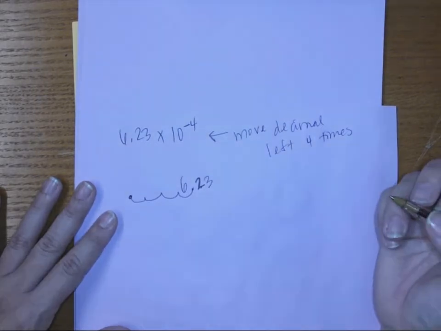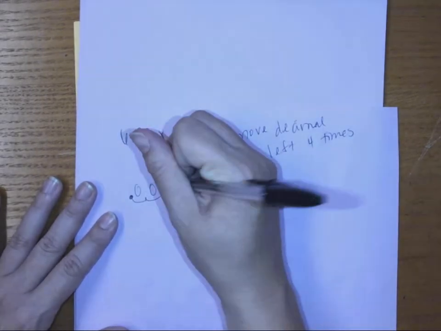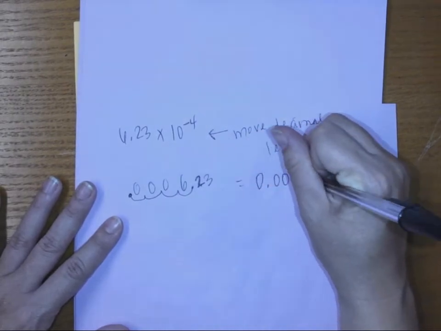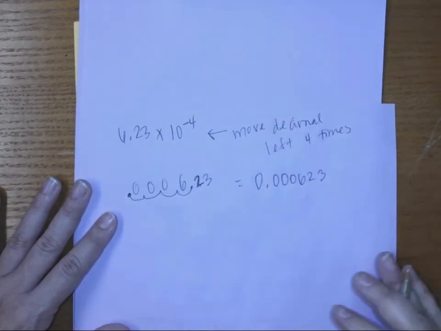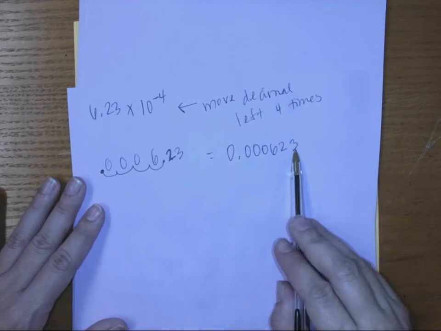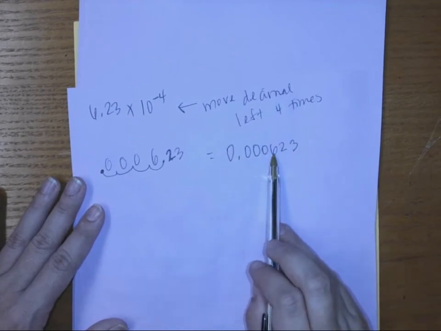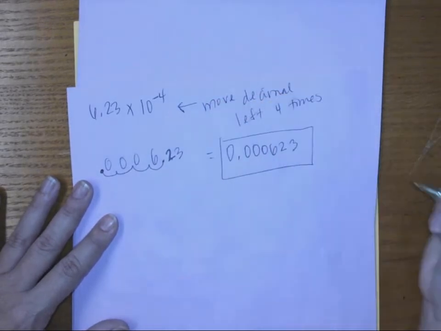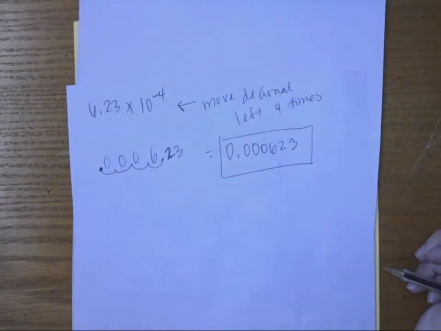So that's where my decimal place is. I've got to fill in with zeros. So this would be 0.000623. And the correct way to read that would be 623 tenths, hundredths, thousandths, ten thousandths, hundred thousandths, millionths. So 623 millionths. Okay, in the next video we'll talk about multiplying and dividing decimals.